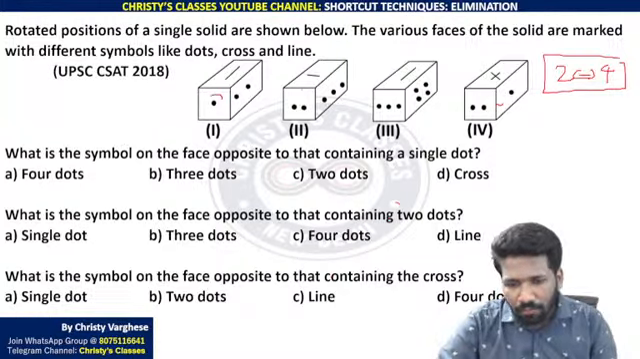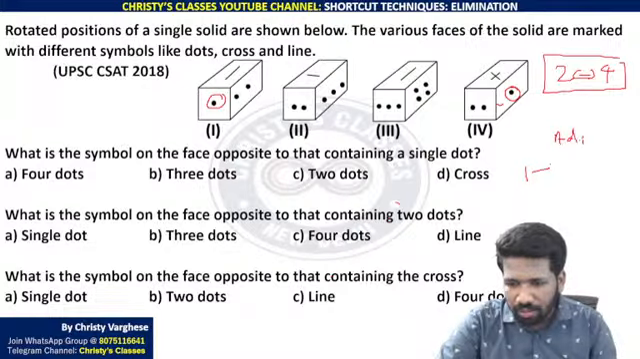About 1, 1 is here also, 1 is here also. So let us discuss about 1. 1's adjacent is 2. The adjacent faces of 1 will include 2 dot.